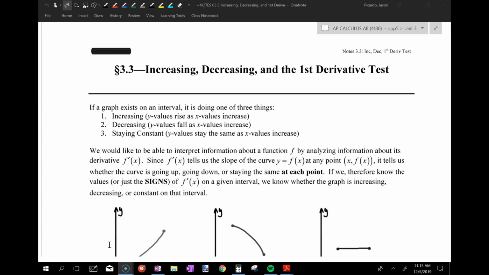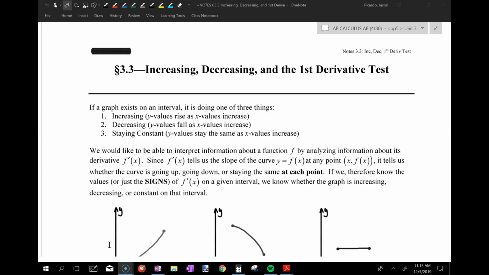Is that why you can't have an endpoint? Because you're not doing anything. Right. So for me to get to a maximum, I have to increase, then decrease. For me to get to a minimum, I have to decrease and then increase. Fair to say?